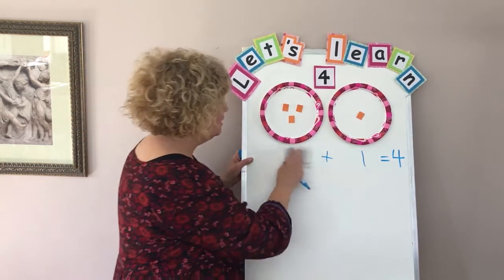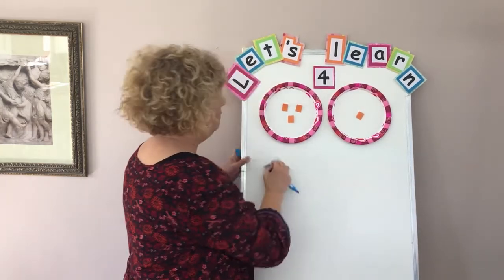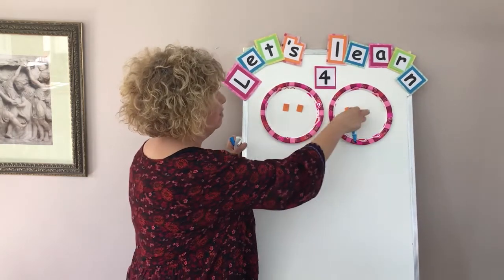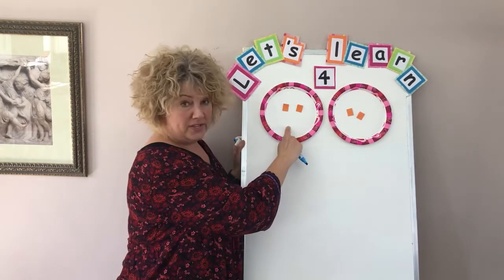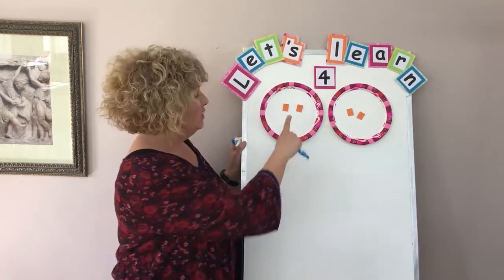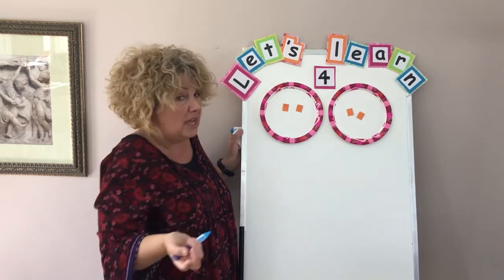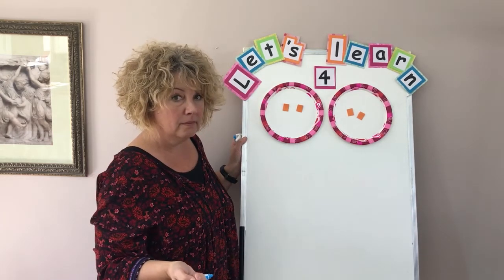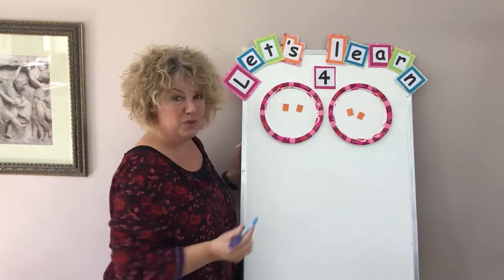Right. Okay, so let's try another one. I'm going to move the squares around a little differently. Maybe I'll move another square over to this side. So now we have 2 squares on this side, and we have 2 squares on this side. 2 squares plus 2 more squares equals how many squares altogether? Still 4 squares, right? Let's write a number sentence that goes with this picture.